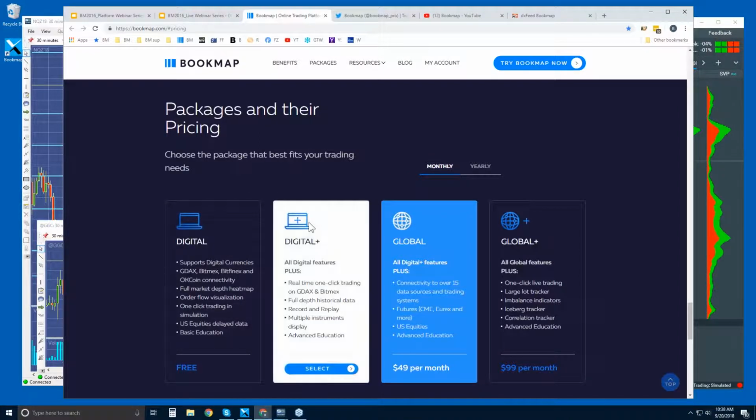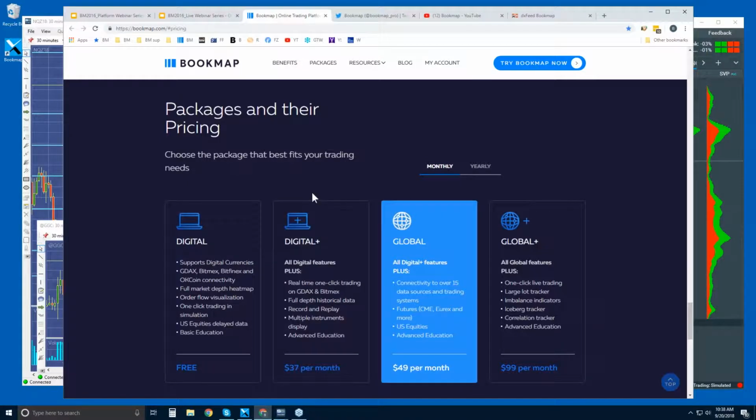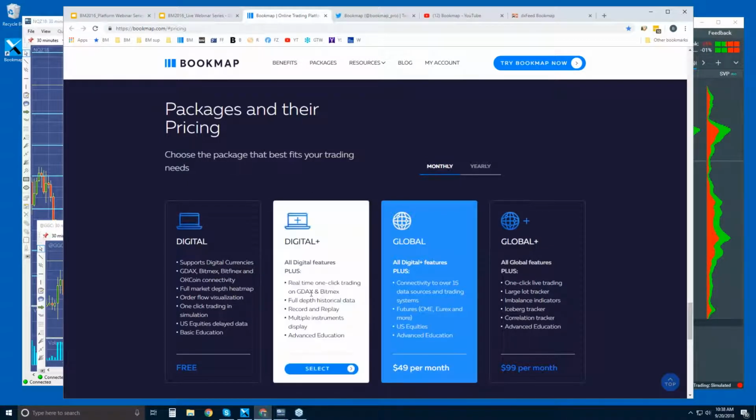The digital plus version, okay, you will need to subscribe to, $37 a month. And what this allows is the ability to trade from the Bookmap chart into a GDEX or BitMEX account. You get full depth of data, and you can record and replay that data, and you get multiple instruments. Instead of 1, you get 20, for each different market. So 20 for GDEX, 20 for BitMEX, for example. You also get access to that advanced education that I mentioned earlier.